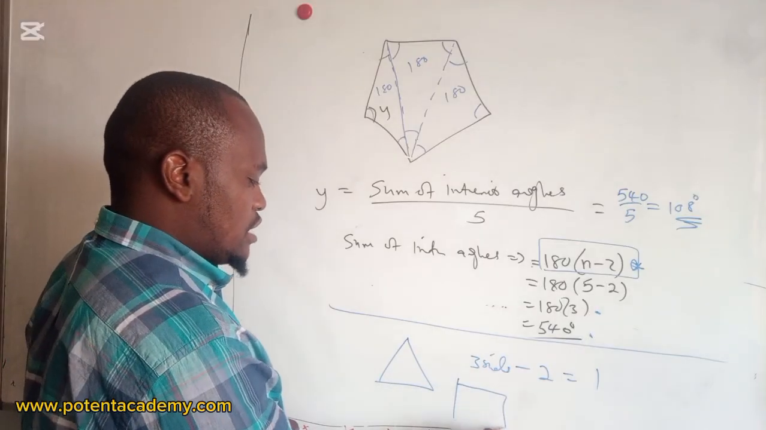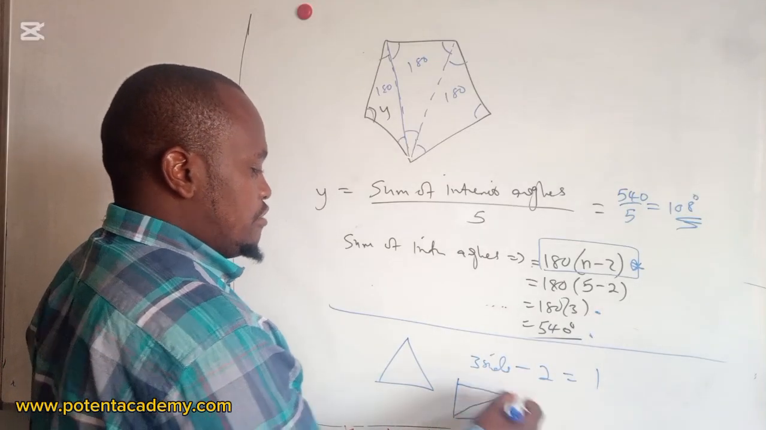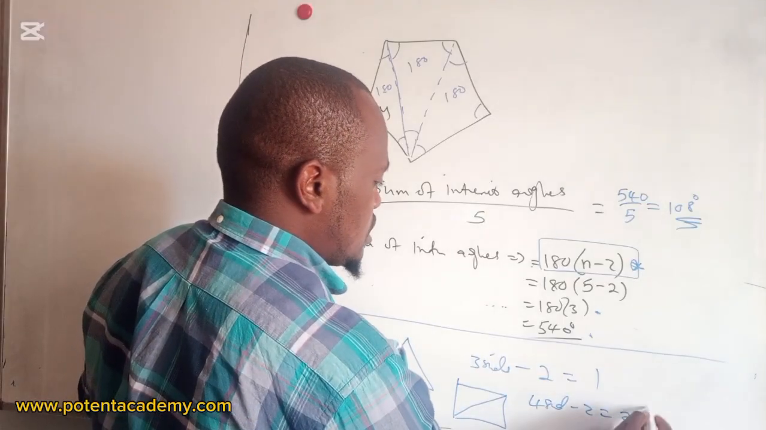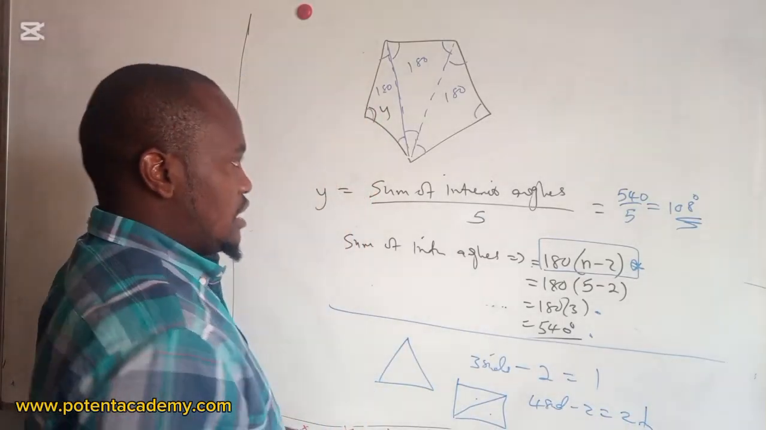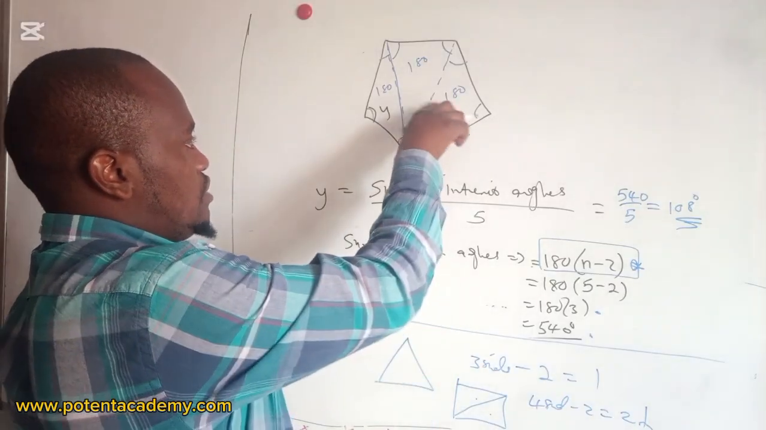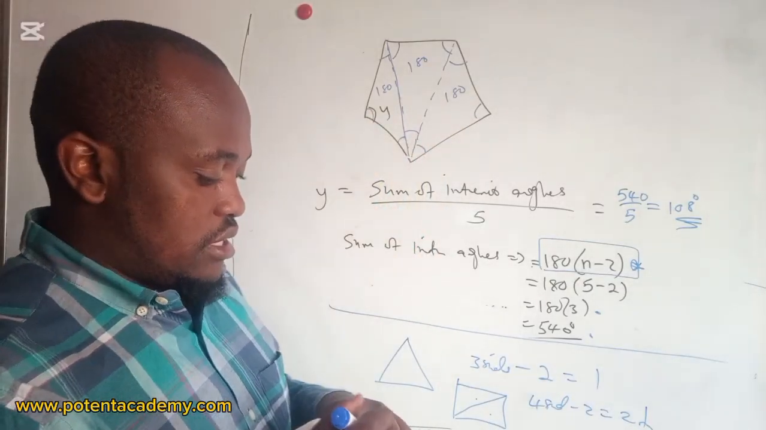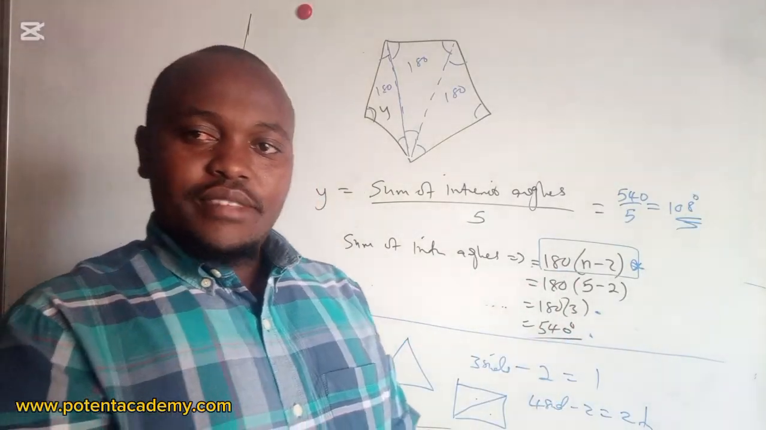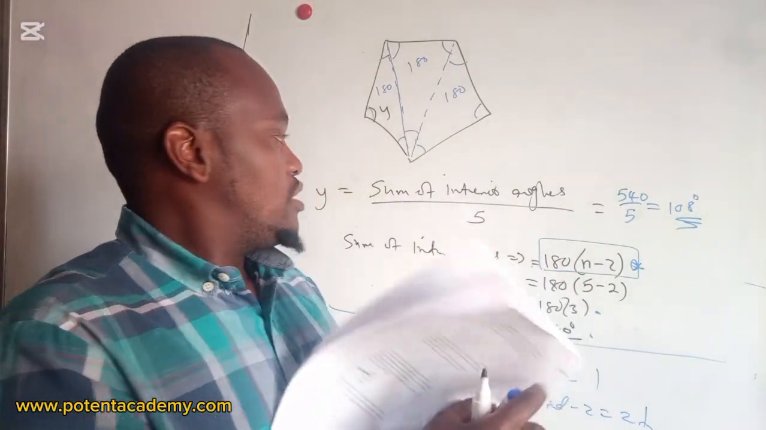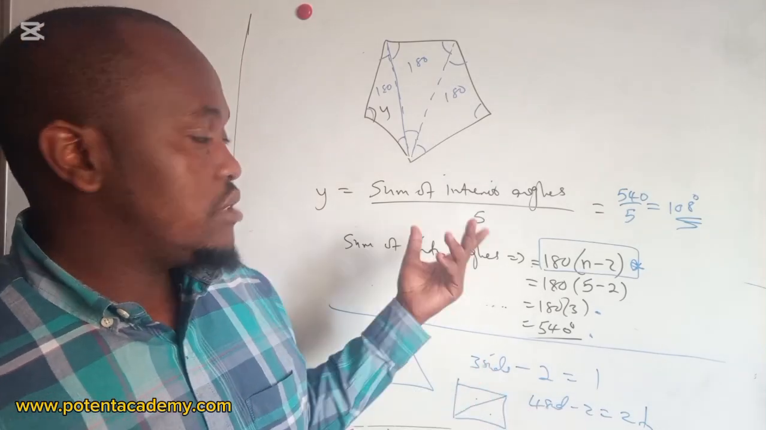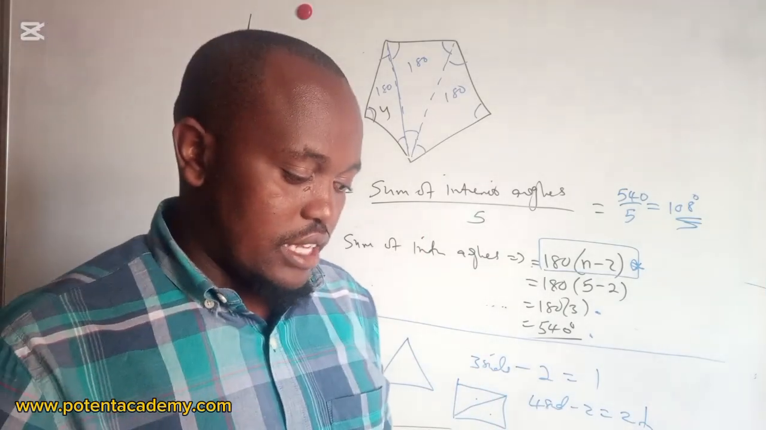What about a 4-sided figure like this? 4 sides minus 2 will give you 2 triangles, this and this. What about a 5-sided figure? 5 minus 2 will give you 3 triangles. And then you use this formula. I hope now that question is well answered, and I would again encourage you to watch that video.